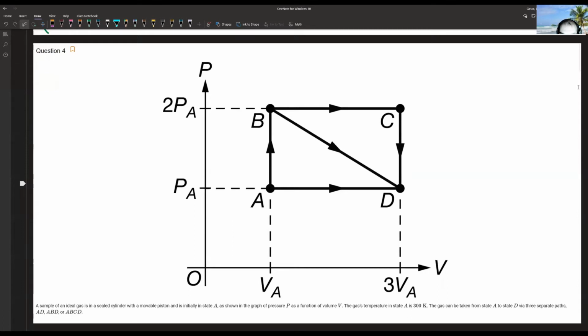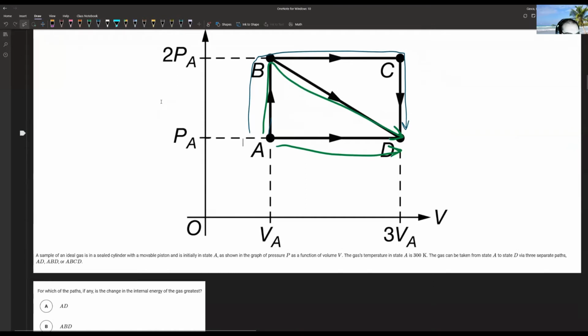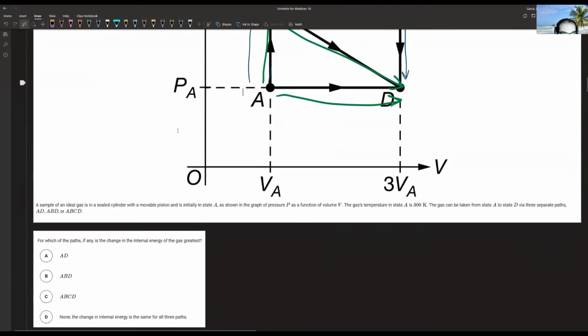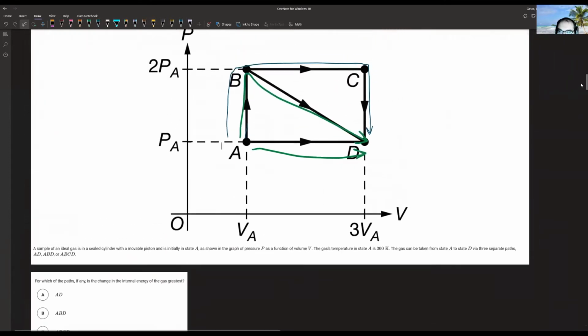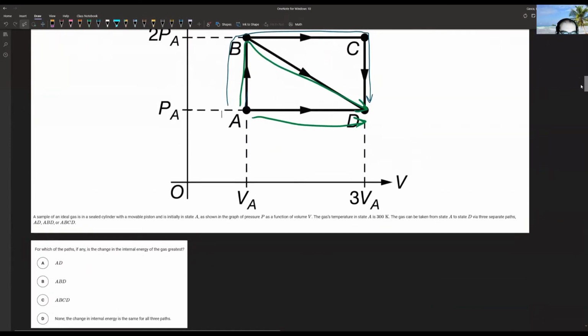The gas can be taken from state A to state D via 3 separate paths. We can go from A straight to D. We can go from A to B to D. Or we can go from A to B to C to D. And the question is, for which of the paths, if any, is the change in internal energy going to be the greatest? So which of these is going to give us the greatest change in internal energy?